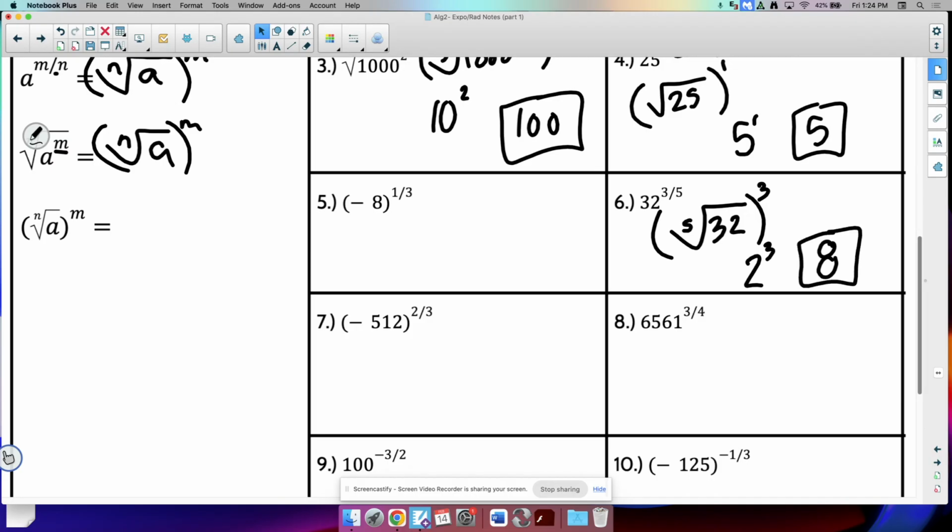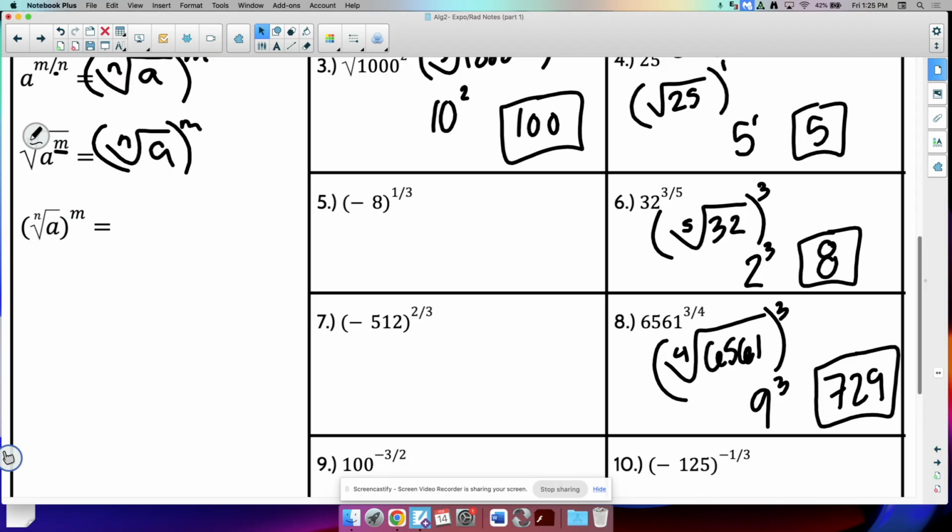Number 8. What sort of radical are we being asked to find? The fourth root of 6,561. And then what power on it? The third. So bottom number is your root. Top number is your power. I like doing the root first because it makes it smaller. So what's the fourth root of that big number? 9. And then yellow sheet, 9 to the third. 729. Questions so far? Nope.